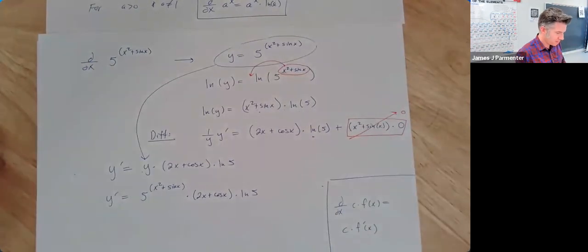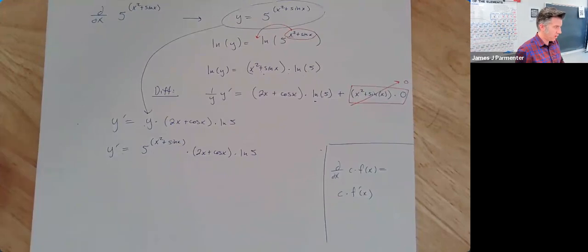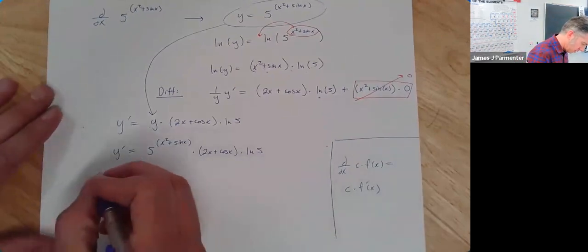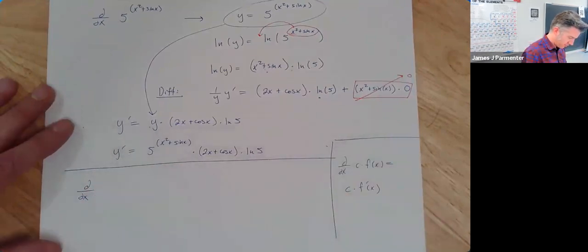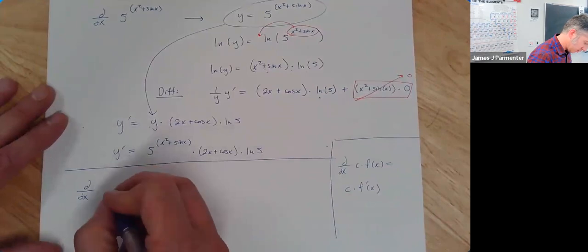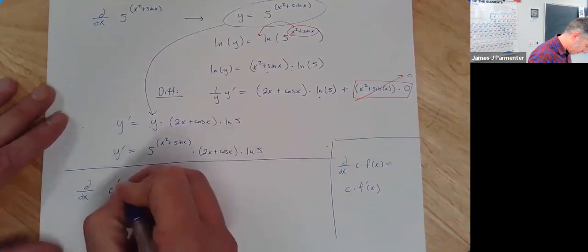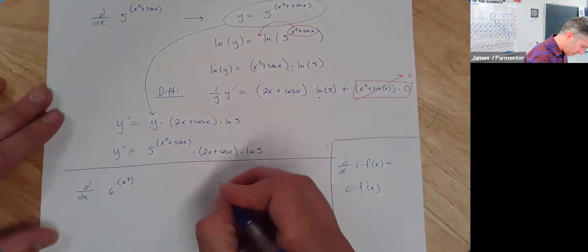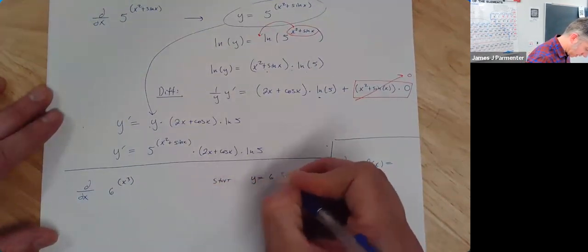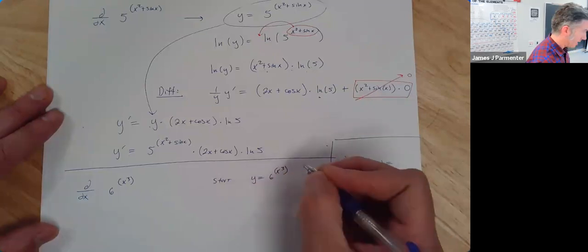Okay. I want you all to try one on your own. Then we're going to say a thing. We're going to say a lot of things actually in a minute here. So I want you all to try taking the derivative of, let's see here, sure, 6 to the x cubed. Try that one. And by doing it this way, by writing, start with y equal to 6 to the x cubed and take the natural log of both sides.